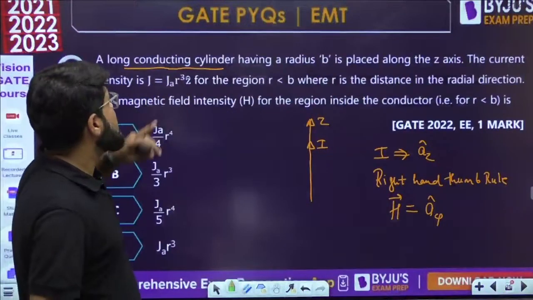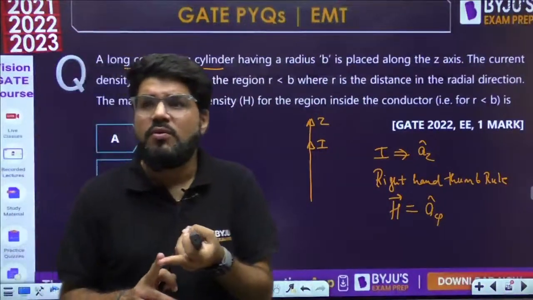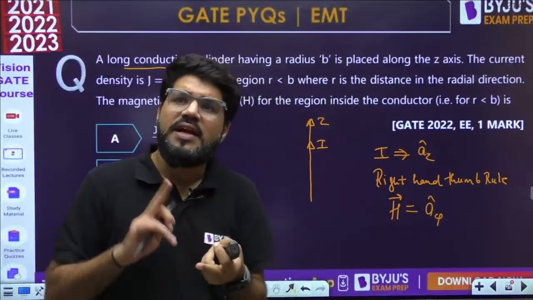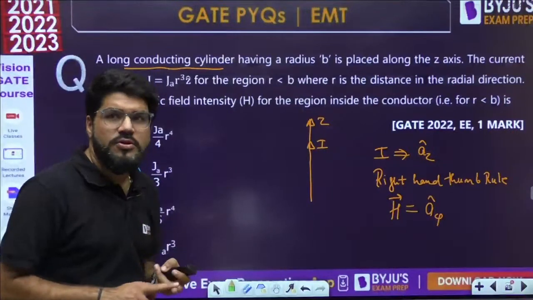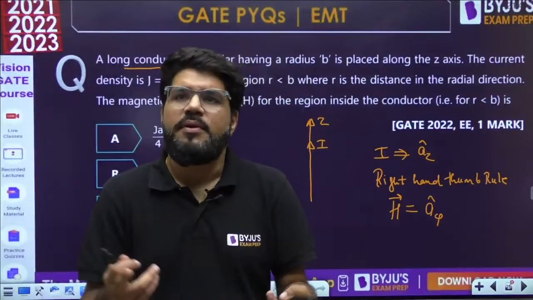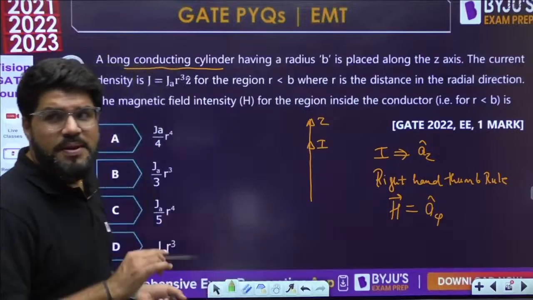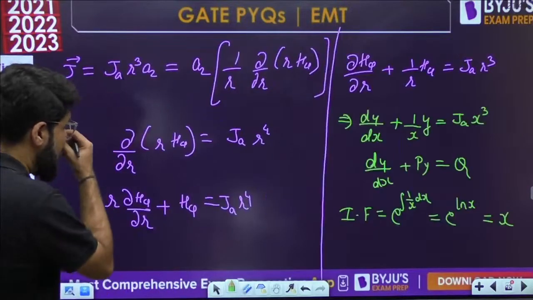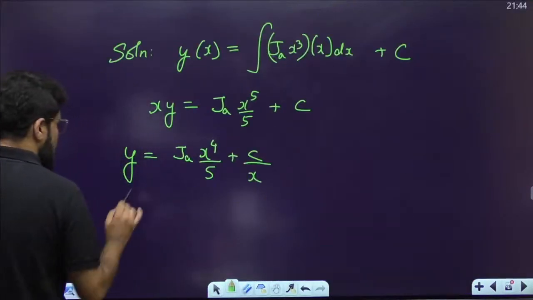Now look into this. The current is a function of R. So if I take R equal to 0, what is the current density? 0. And if the current density is 0, that means the field also is 0. No current will produce no field. So we can simply put that. Pay attention to this.